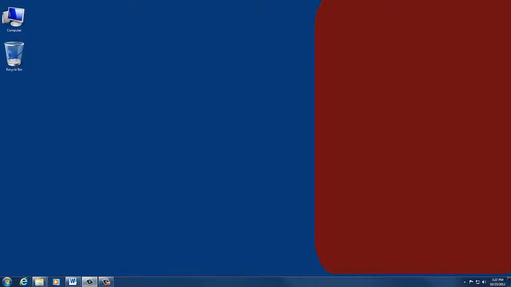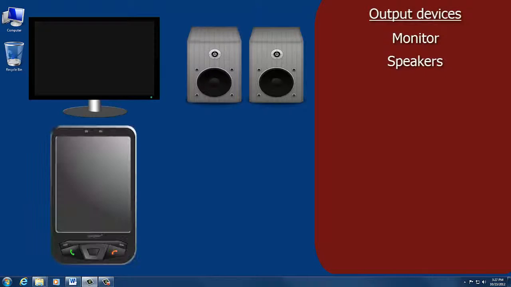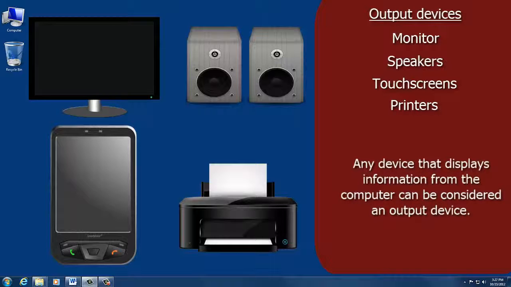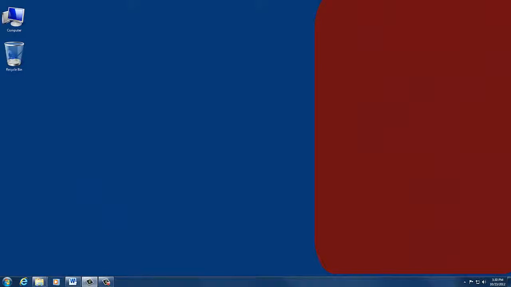Similarly, you're probably familiar with output devices like the monitor, speakers, touchscreen, and printer. Laptop screens and digital projectors are different variations of a monitor. There are specialized output devices too, but most of them are based on the output features of a monitor. Any device that displays information from the computer can be considered an output device.